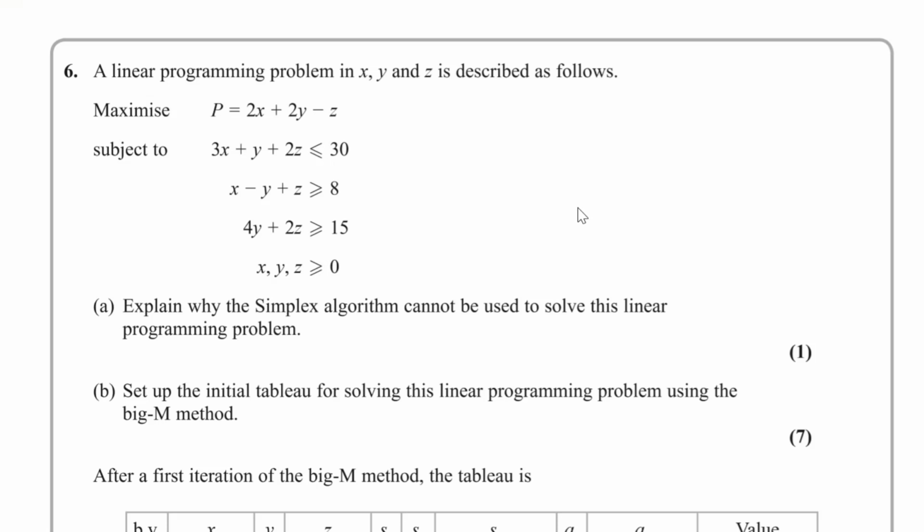For question number 6, a linear programming problem in x, y and z is described as follows. We have to maximize P equals 2x plus 2y minus z, subject to 3x plus y plus 2z being less than or equal to 30, x minus y plus z being greater than or equal to 80, 4y plus 2z being greater than or equal to 15, and x, y and z all being greater than 0.